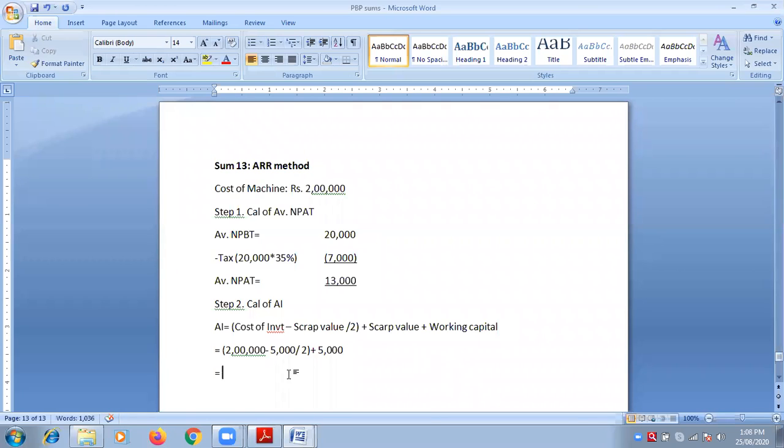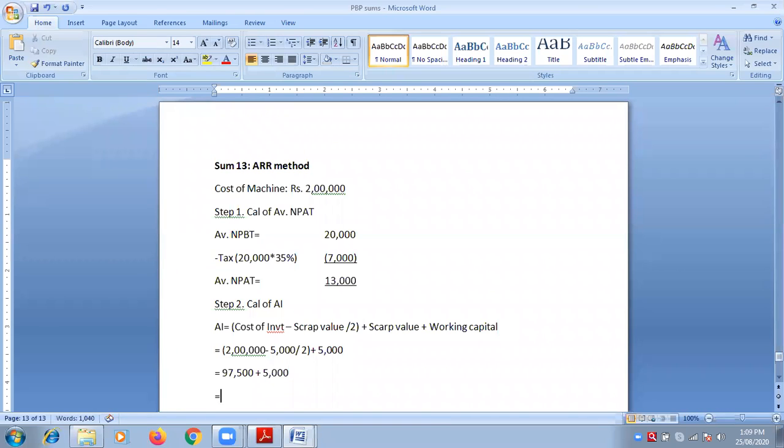So 2 lakhs minus, opening the bracket is now the next step. 2 lakhs minus 5,000 is 1,95,000. Am I going the right way? 1,95,000 divided by 2 is 97,500. That's a good answer. Plus 5,000.